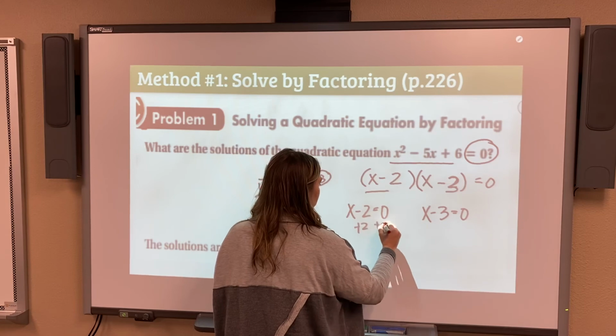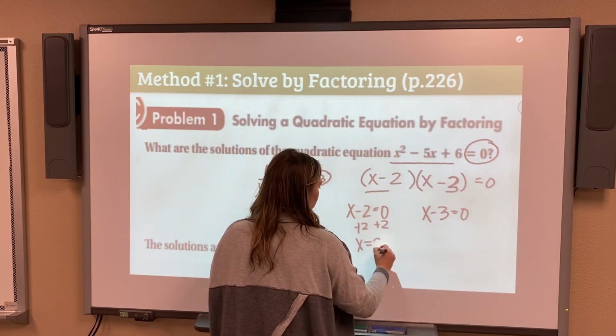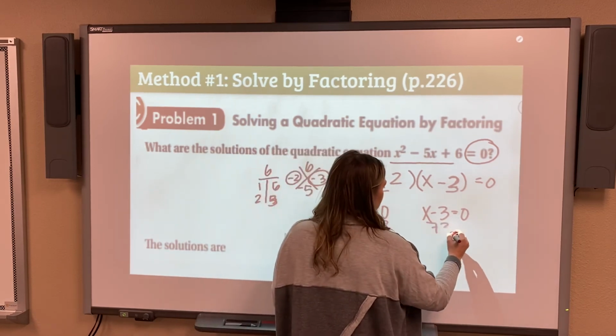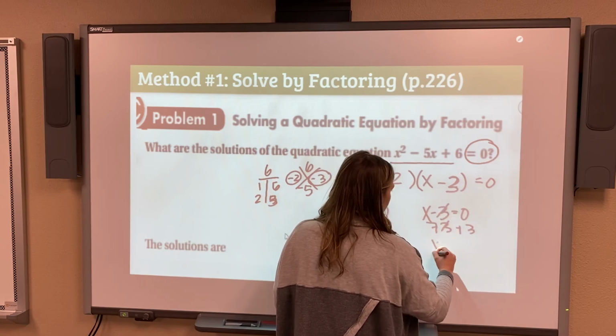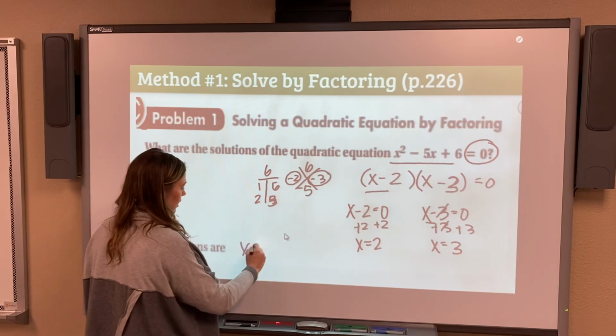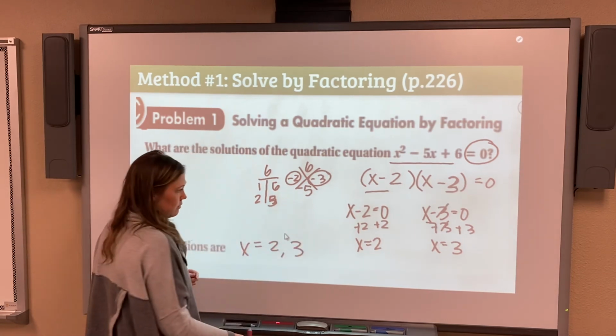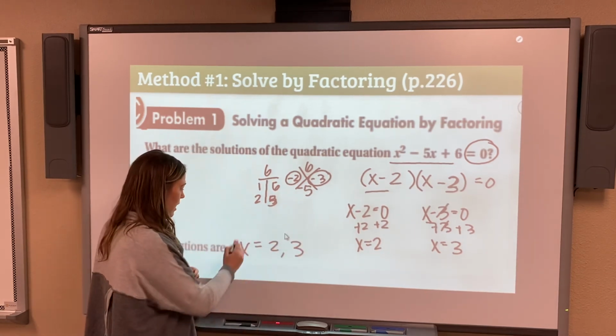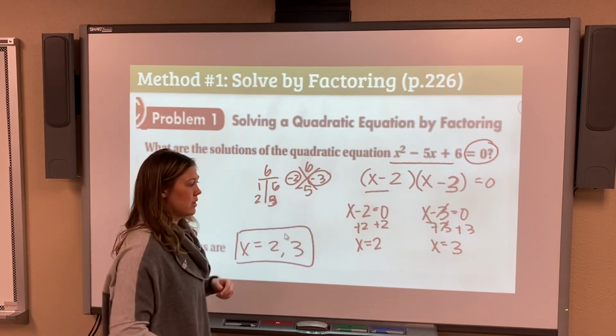Here we add 2 to both sides, so x equals 0 plus 2, which is 2. Here we add 3 to both sides, so x equals 0 plus 3, which is 3. And so our solutions are x equals 2 and 3. You just list them: 2, 3. There's your answer, x equals 2 and x equals 3.